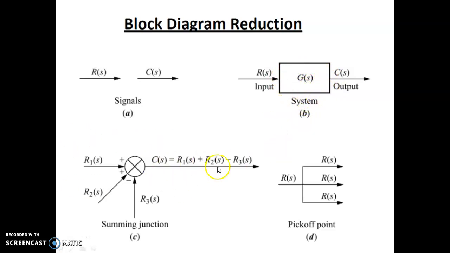Similarly, we'll discuss the summing point. There are three inputs which are going to one output. So the output C of S equals R1 of S plus R2 of S minus R3 of S, as the symbol is minus. Okay, this is the output. We are having three inputs. The same thing we can write in this format also, the pick off point. Instead of this, we are using this summing point for block diagram reduction.